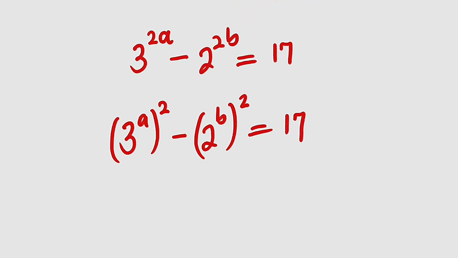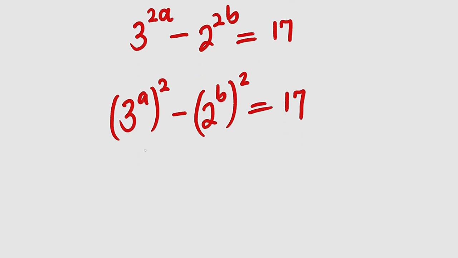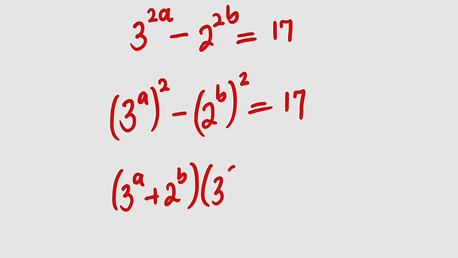Now we have a difference of two squares. You can see this is squared, with a negative sign in between them. So we can factorize it: we take the first term, 3^a, we add 2^b, then we multiply by 3^a minus 2^b. This is how to factorize a difference of two squares, and this remains 17.